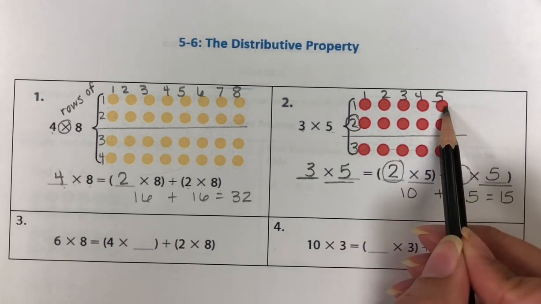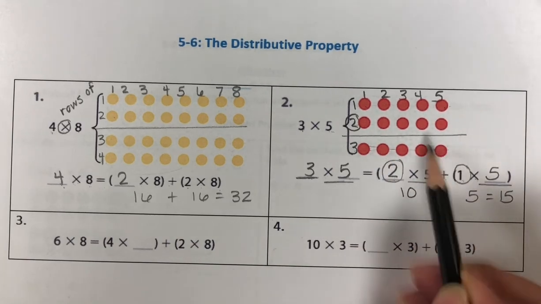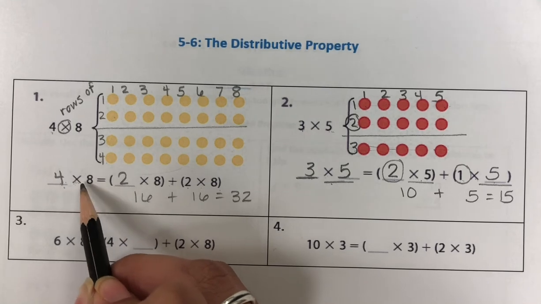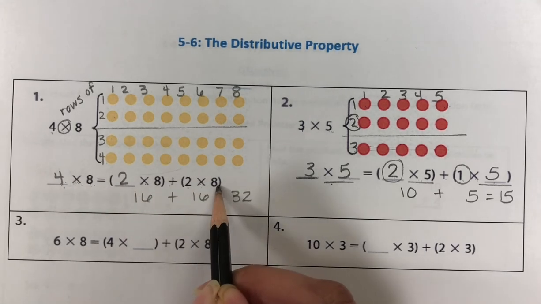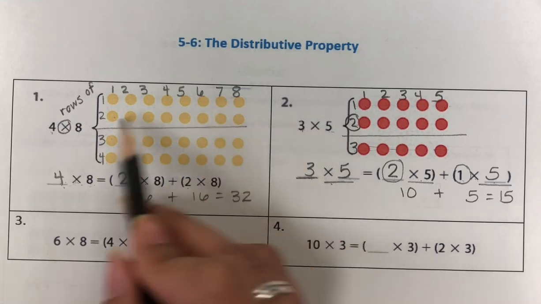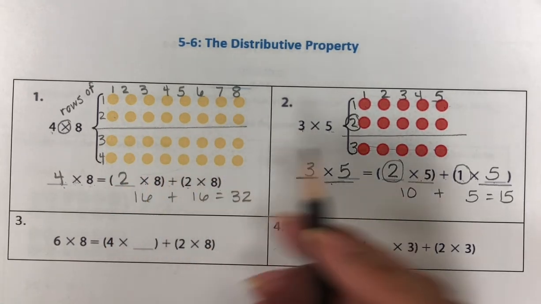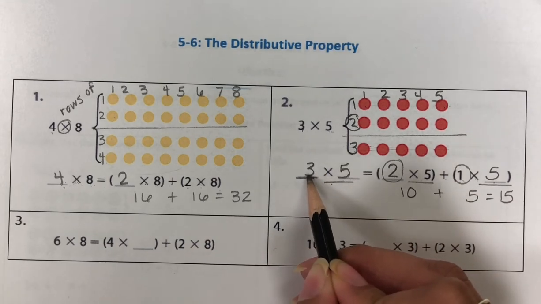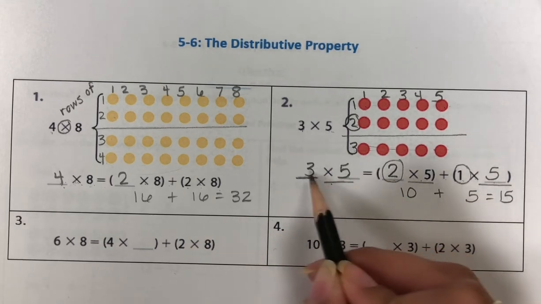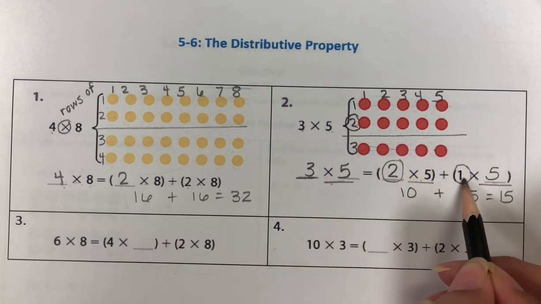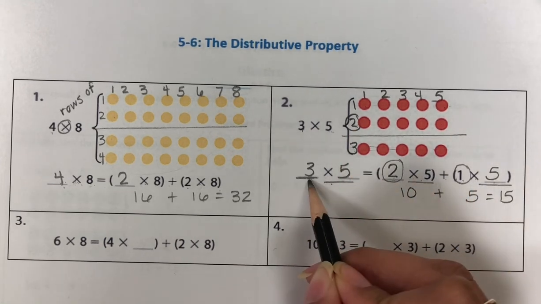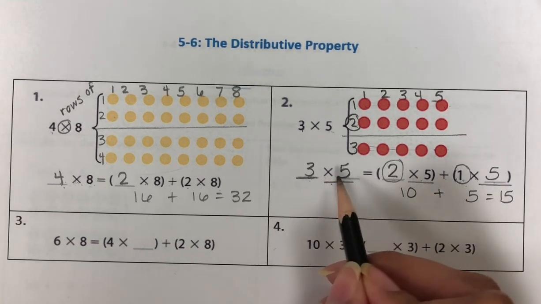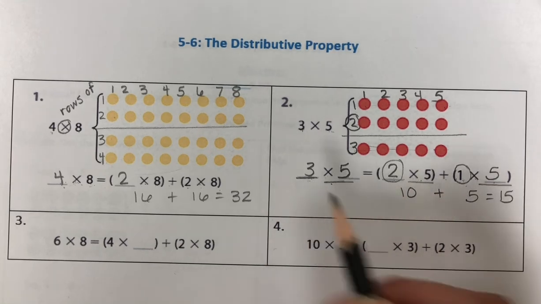Multiplication is just repeated addition. We are repeating the number 5. Times 5 does not change. Just like over here, 4 times 8, times 8, times 8, times 8, it doesn't change. We still have 8 counters in each row. What changes in the distributive property is the first factor. The first factor is 3. 3 rows can be split into 2 and 1. 2 and 1 looks different from 3, but the value is still the same. 2 plus 1 is still 3.